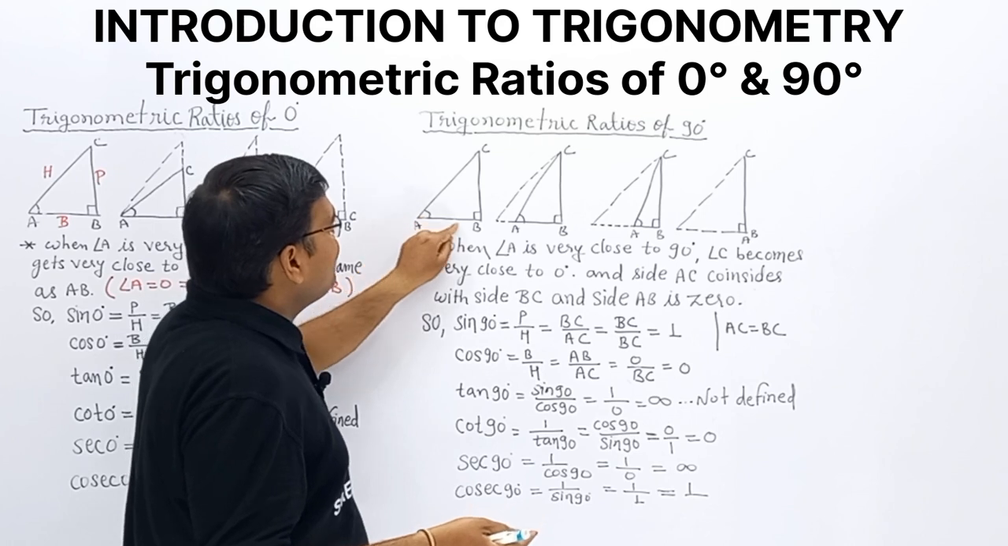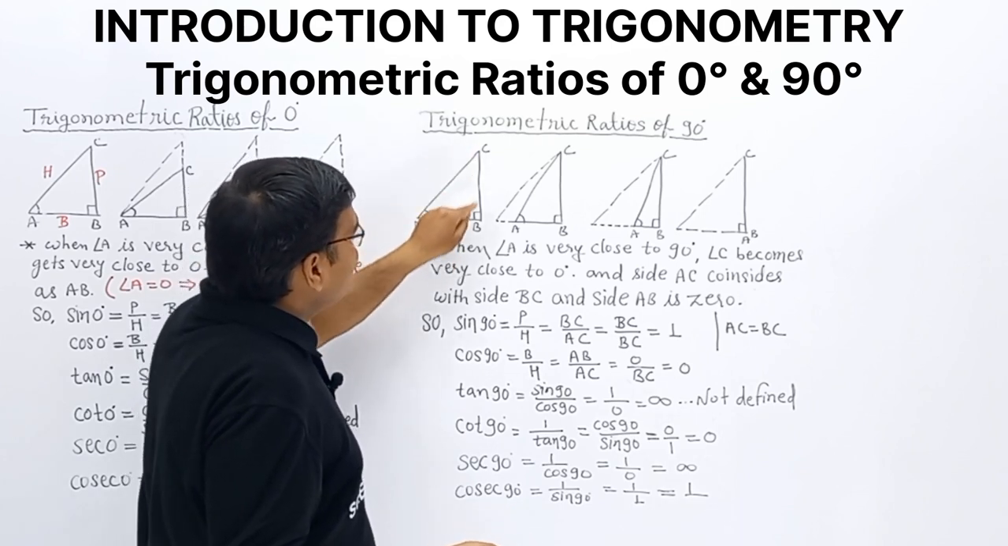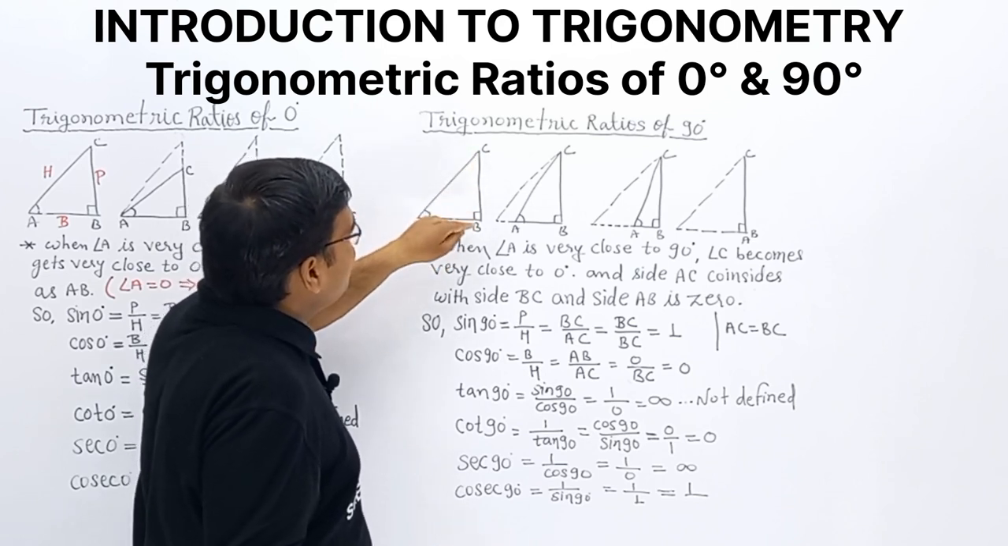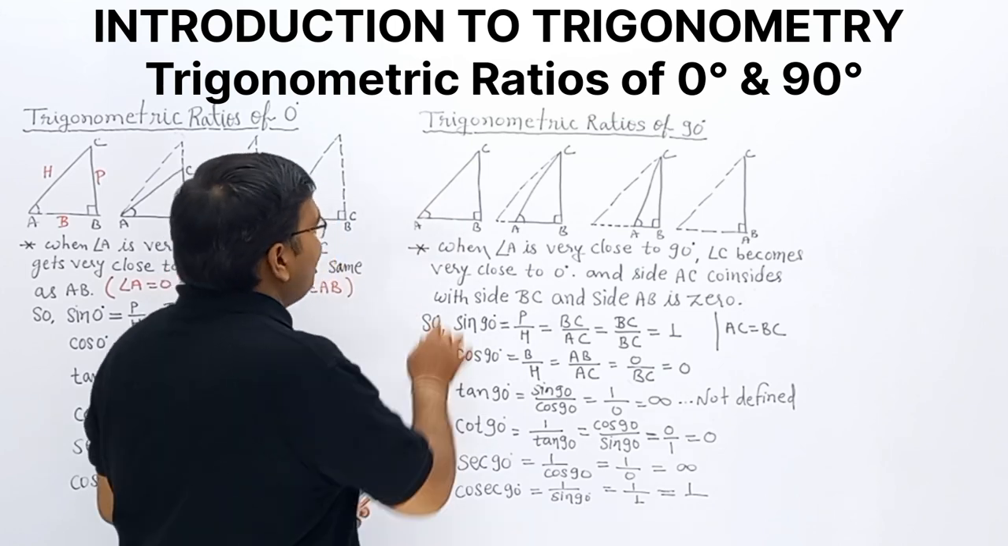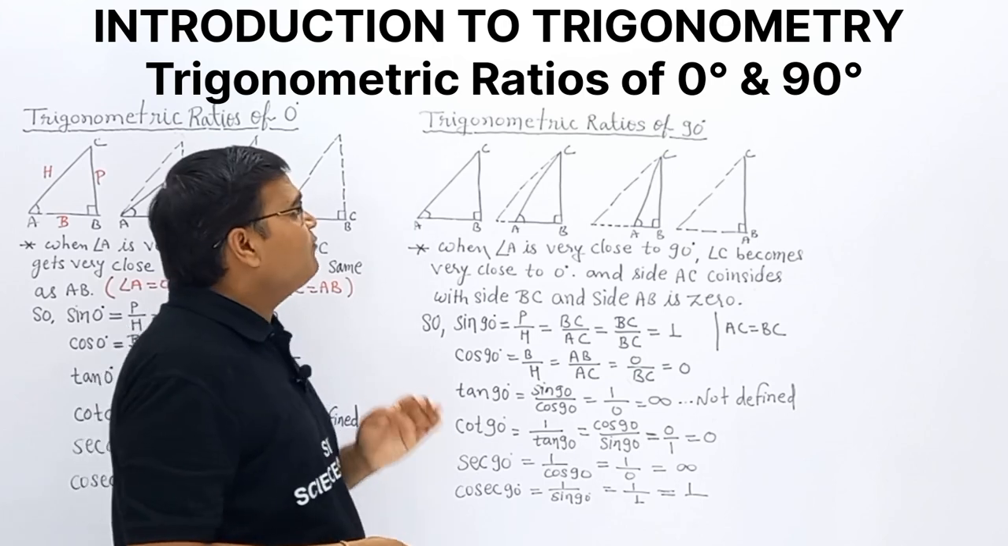So once angle A, this acute angle, is 90 degree, when is it possible? When we compress AB, then this line AC coincides with BC. It means AC and BC both exist together. Clear? And AB will be 0 and this angle will be 90. Observe again what I am saying.